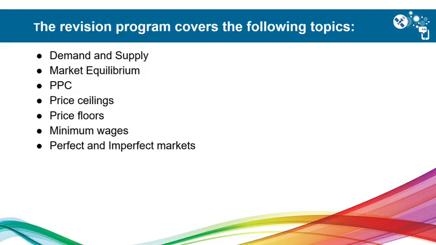The revision program will cover the following topics, and these are all the topics that you have dealt with in term 2. We're going to look at demand and supply, market equilibrium, production possibility curves, price ceilings, price floors, minimum wages, and then we will end off with the perfect and the imperfect markets.